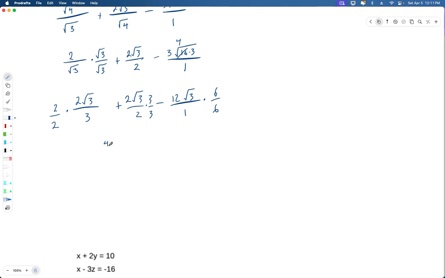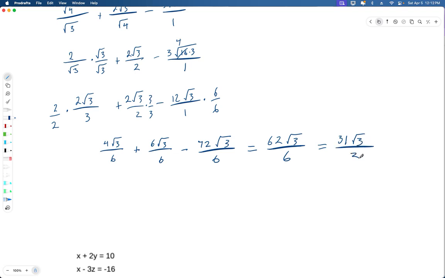So that's going to be 4 times square root of 3 over 6 plus 6 times square root of 3 over 6 minus 72 times the square root of 3 over 6. And this 4 plus 6 is 10 minus 72 is going to be 62 times the square root of 3 over 6. So when I reduce this, this is only divisible by 2, so that's going to be 31 times the square root of 3 over 3. That's going to be your final answer.